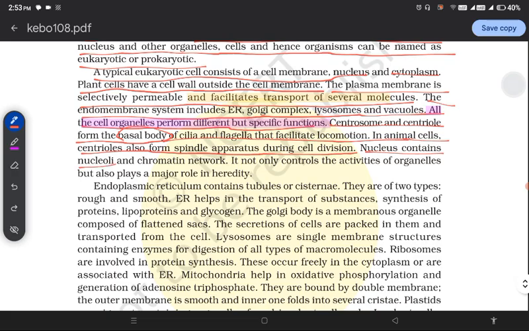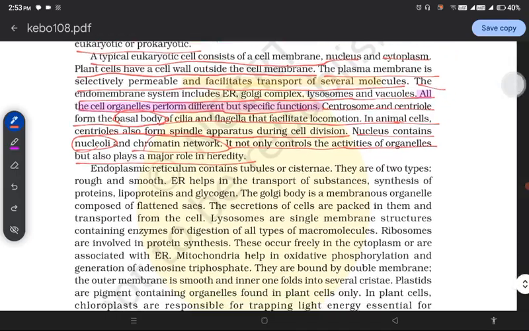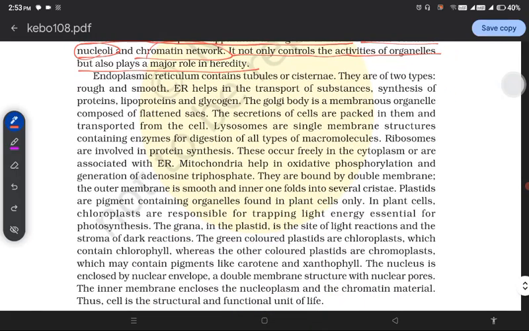The nucleus contains the nucleolus and chromatin network. It not only controls the activity of cell organelles but also plays a major role in heredity.